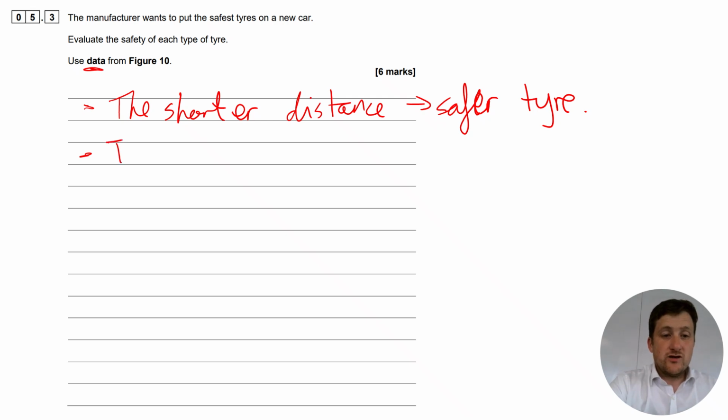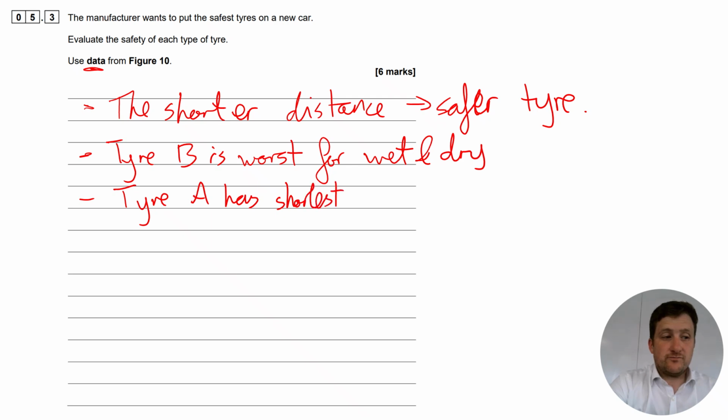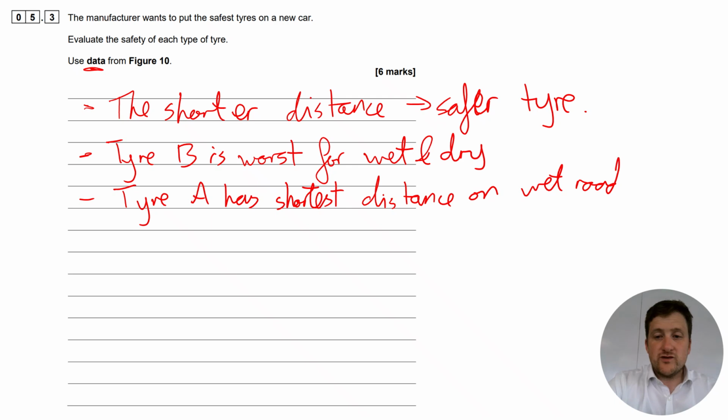So we can start with tire B is worst for wet and dry. We can say that because it has the longest distance for both of them, which is absolutely fine. We then said two different things. We said tire A has the shortest distance. Tire A has the shortest braking distance on a wet road. That's what it said already.